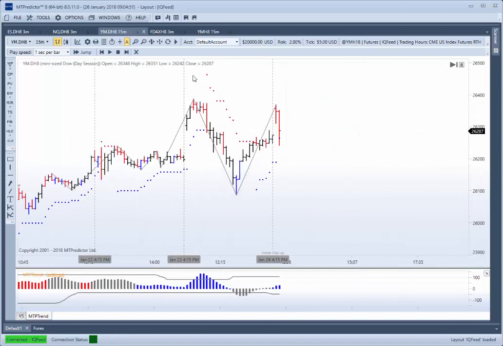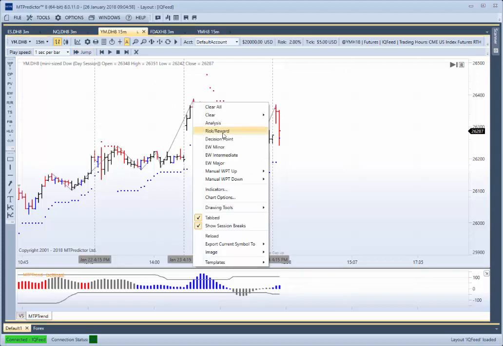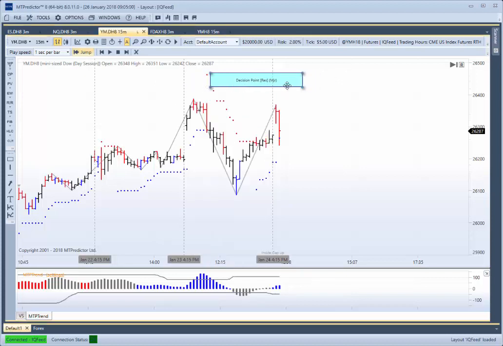What we do is go back to previous highs and lows. You see here on the YM there was an obvious high here, so we right mouse click, do decision point. Can you see it on the chart in advance? In other words, it's a leading indicator. It's there waiting for you, ready for you.